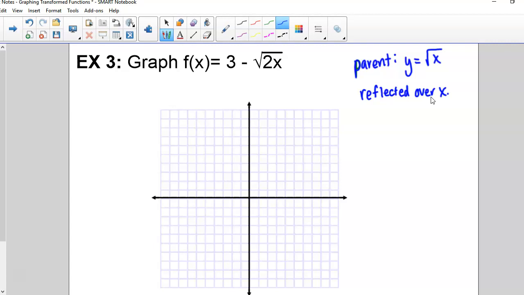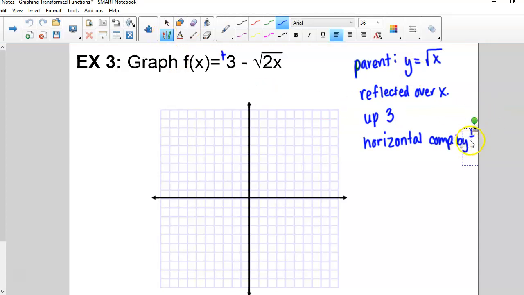Jennifer, what's something else that happens to this graph? Up 3. Very good. And see, here's another one of those 3's that's at the front, but it's separated by that minus. So it's a positive 3, so it's up 3. And then, Sydney Claire, what does that 2 do to the graph? Horizontal compression by 1/2. Very good. Okay, so that takes care of all of our transformations.